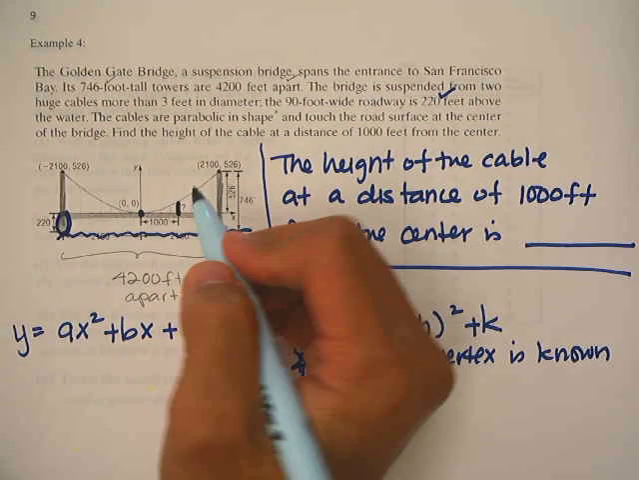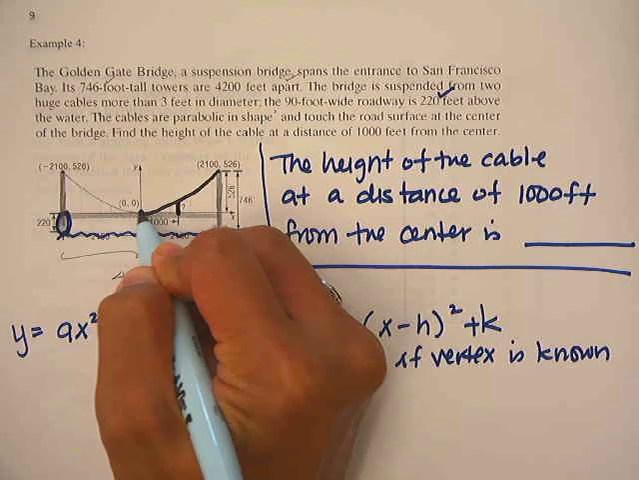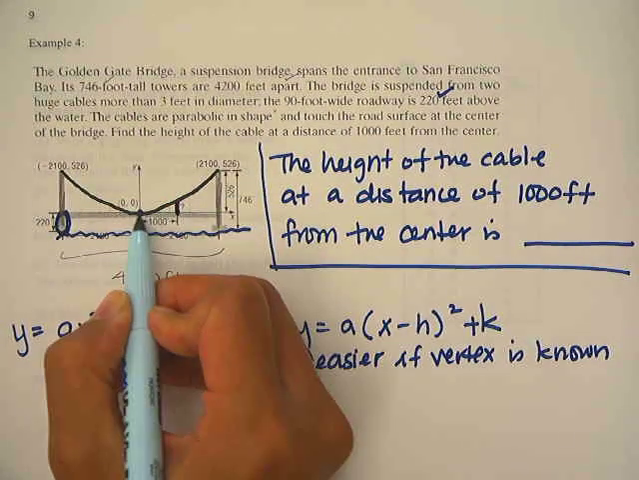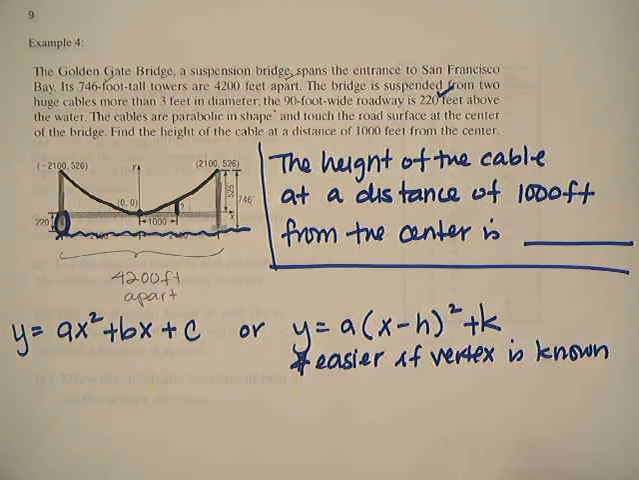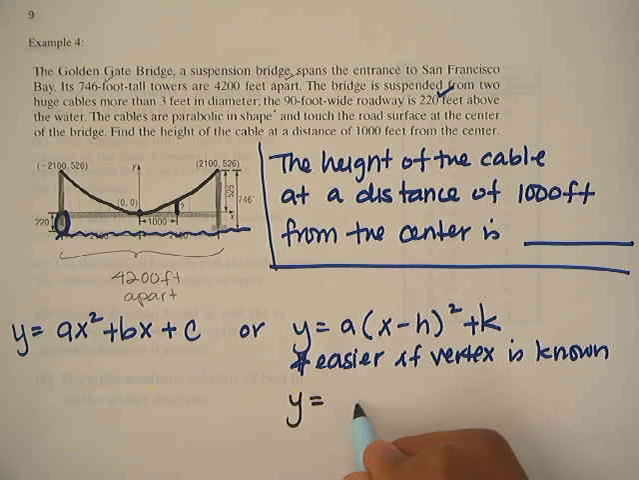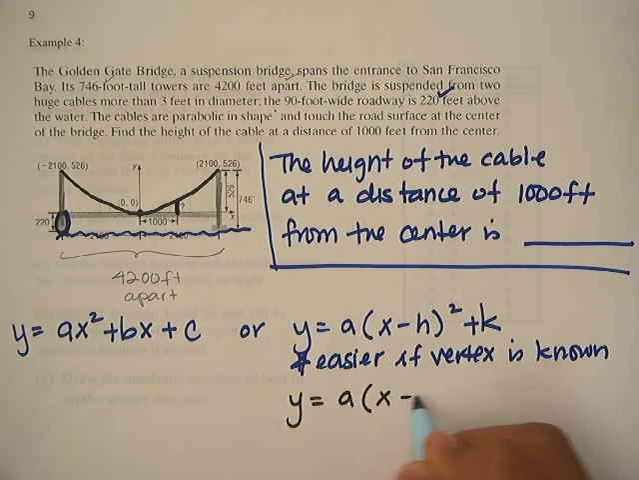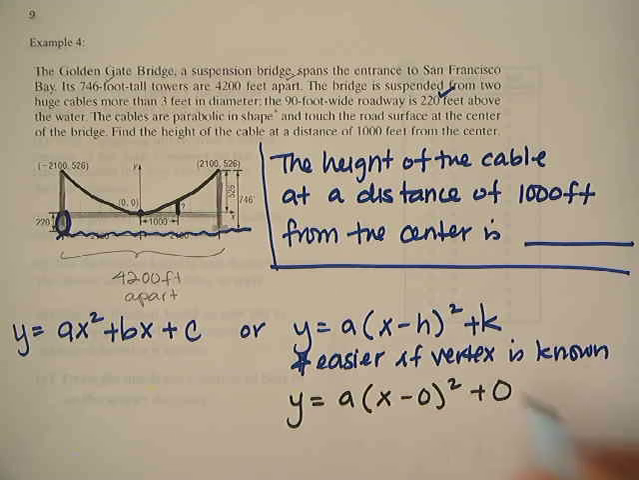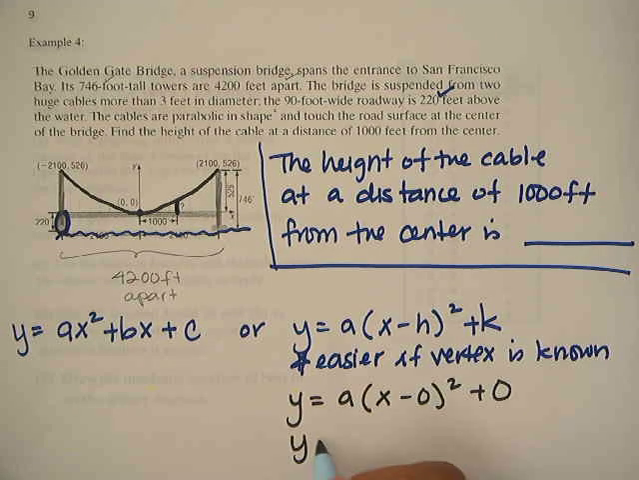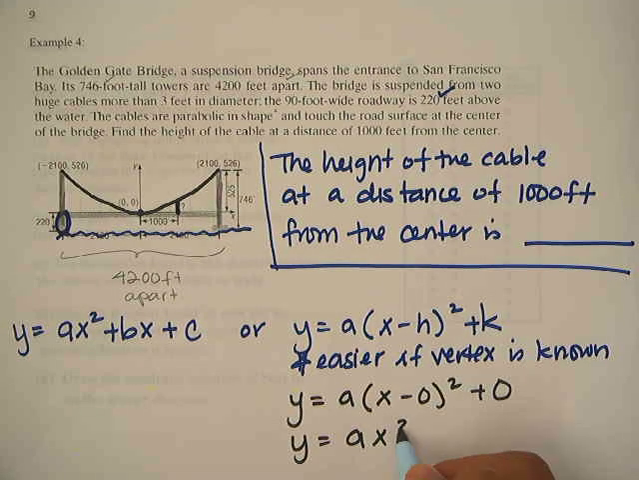Sure, we do know the vertex. See, this is my parabolic shape. The vertex is 0, 0. So let's fill it in. y equals a times x minus 0 squared plus 0. So that's really going to end up with y equals a times just simply x squared.